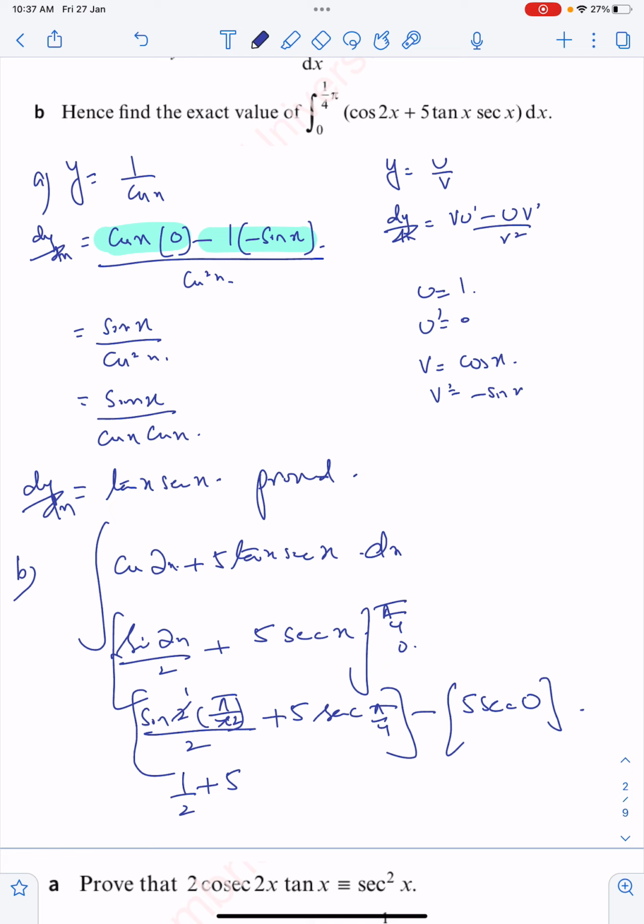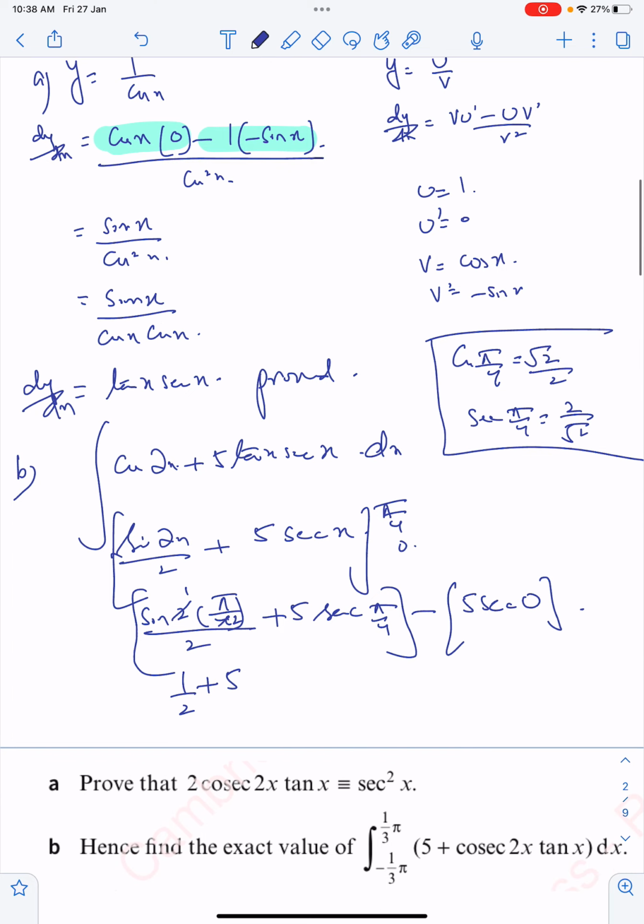Cos of 45 degrees, cos of pi by 4, is root 2 upon 2. So sec of pi by 4 is going to be 2 upon root 2. So I'm writing it here: 5 times 2 upon root 2, minus 5 sec of 0. Cos of 0 is 1, so sec of 0 is going to be 1 only. So minus 5 here.